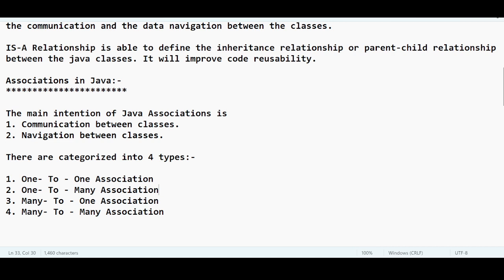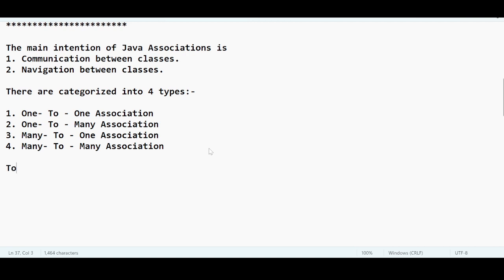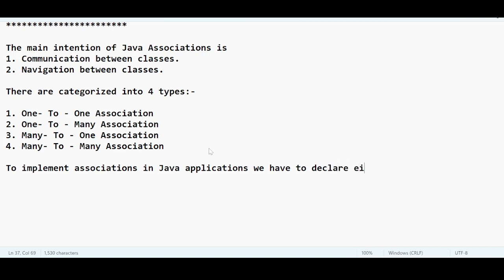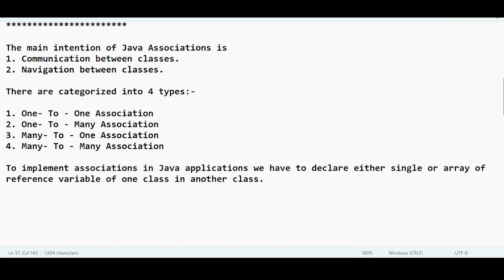Before that, I want you to understand something about this. To implement associations in Java applications, we have to declare either a single or an array of reference variables of one class in another class. Okay, let us go back to the example.